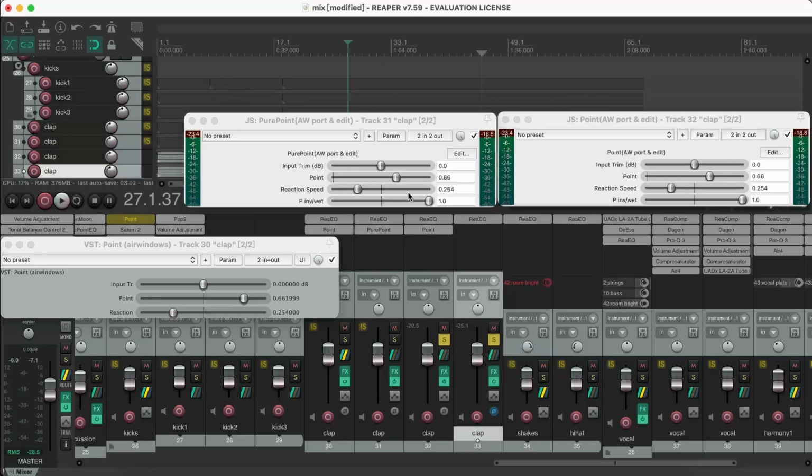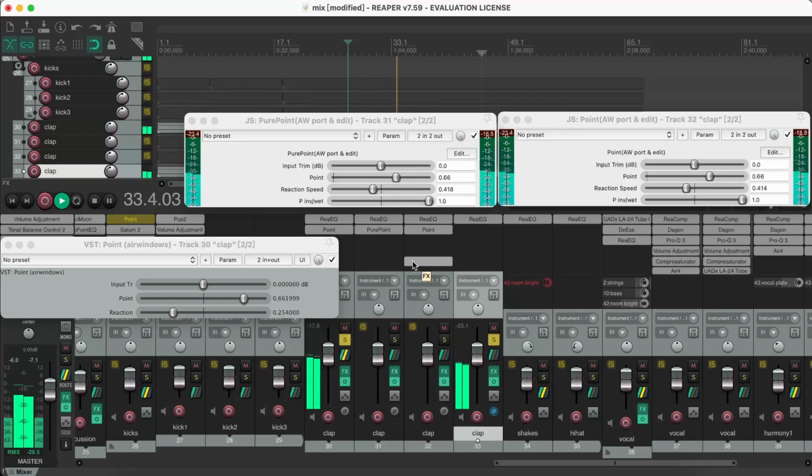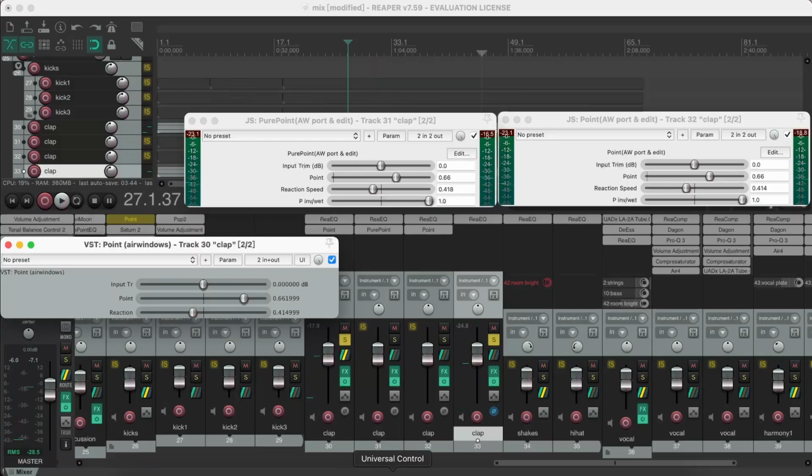And we can adjust the reaction speed, and compare what the difference is. Okay, that's it.